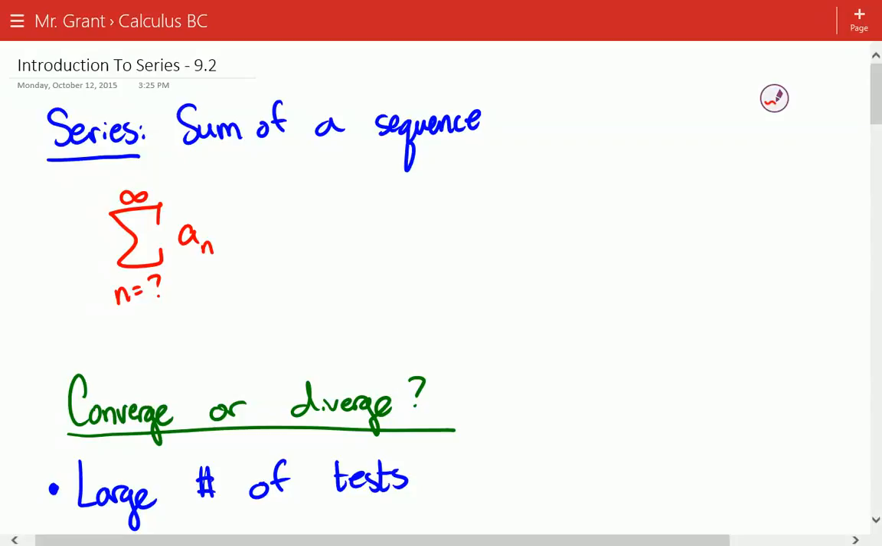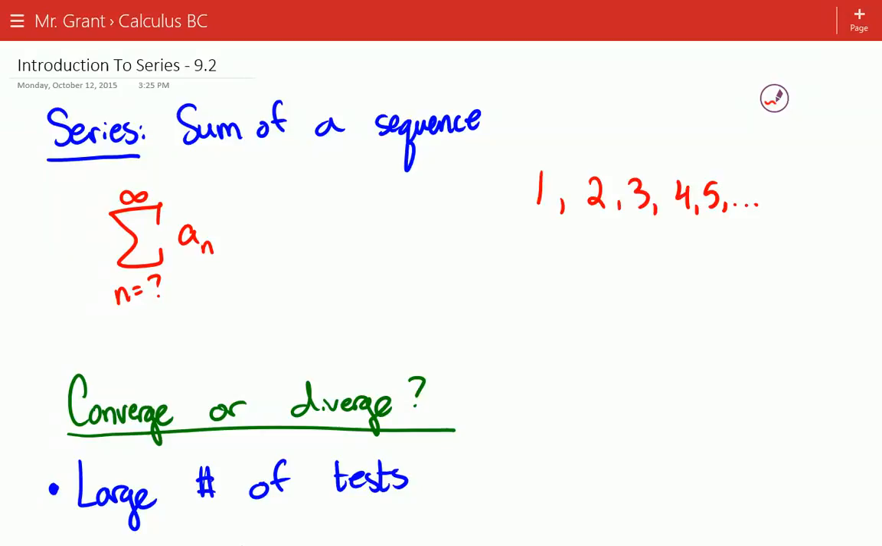So for example, maybe you had some sort of sequence that went something as easy as 1, 2, 3, 4, and so on and so forth. We get the idea. And let's say that they asked for the sum of the first three terms. S sub 3 would mean the sum of the first three, so we just add 1 plus 2 plus 3 to get 6. Or they could ask you for the sum of the first 5 terms, and then it'd be 1 plus 2 plus 3 plus 4 plus 5, and we get the idea.